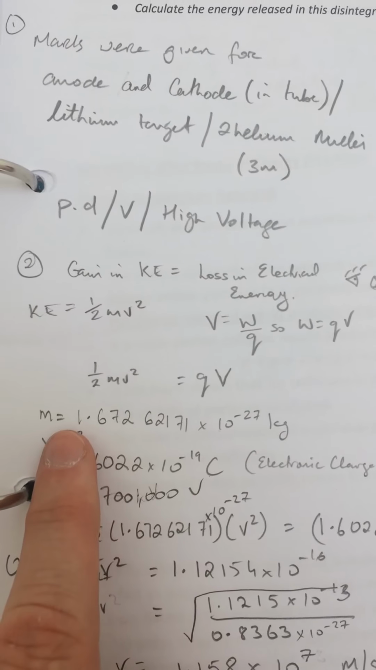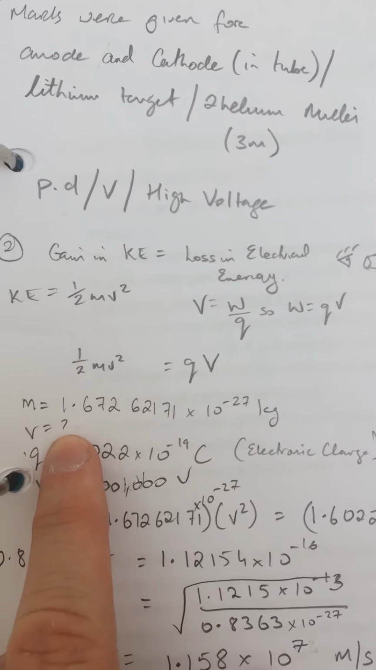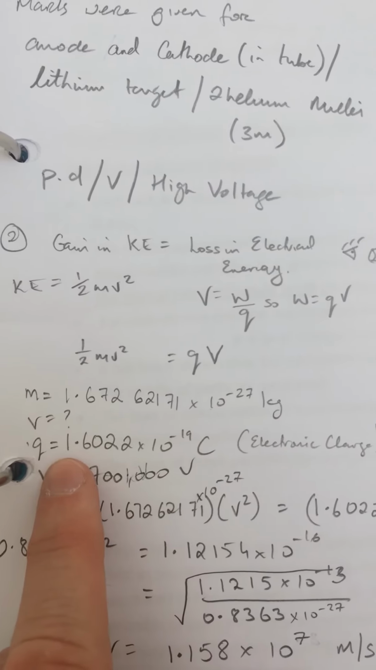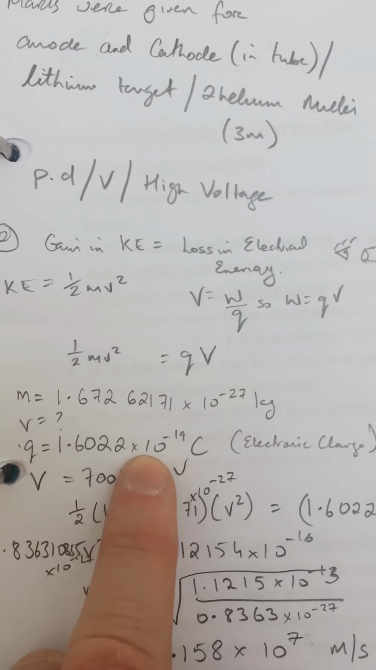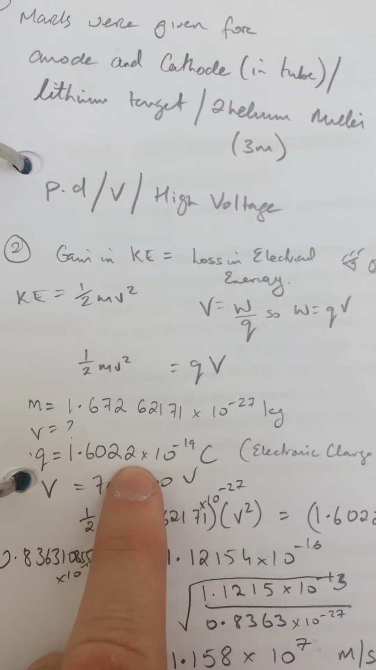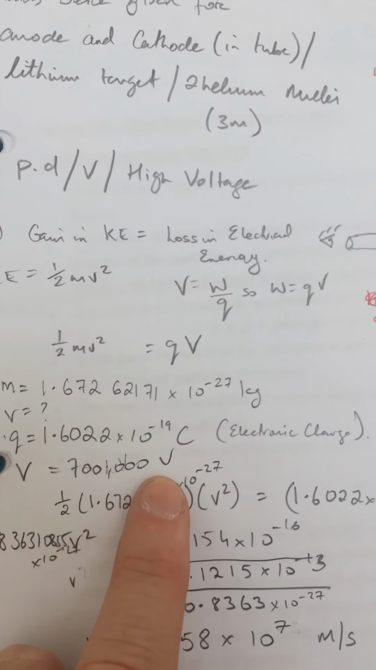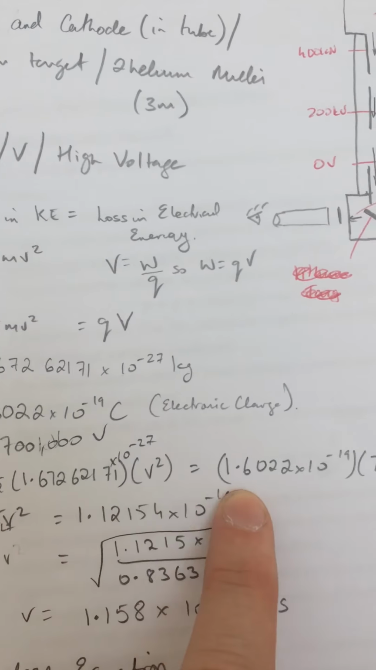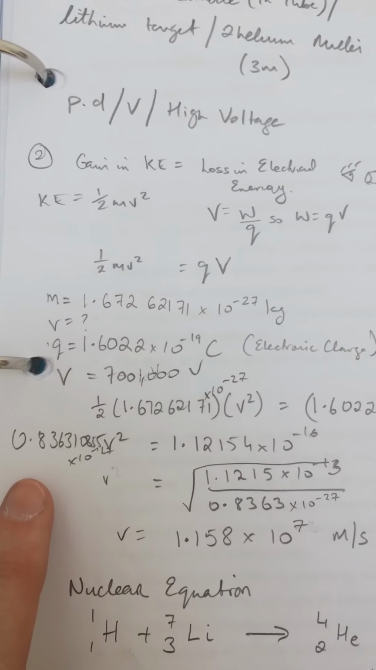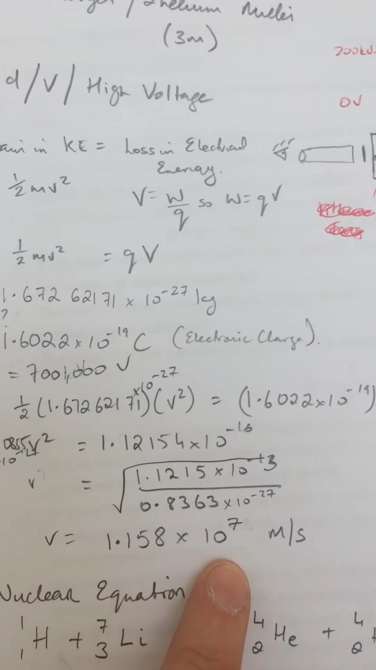So mass of a proton, gotten from the tables. Velocity, don't know, that's what I'm looking for. Charge, okay, so that's the charge of an electron, because the charge of the proton is the same value, just positive rather than negative, and V is 700,000 volts. So you fill in the formula, isolate down to get v by itself, and you figure out the velocity.